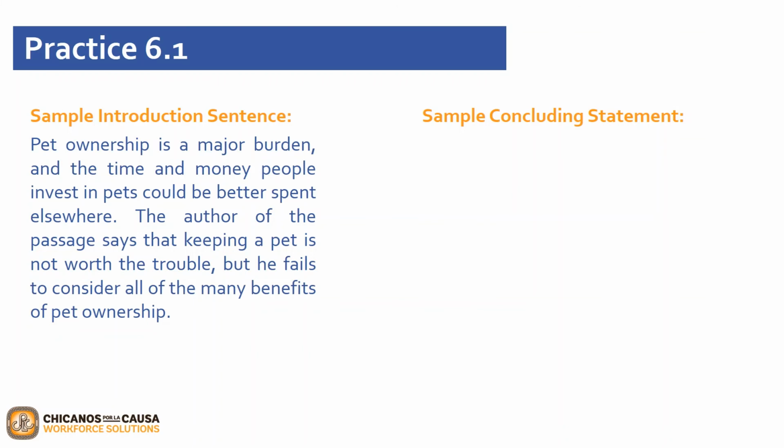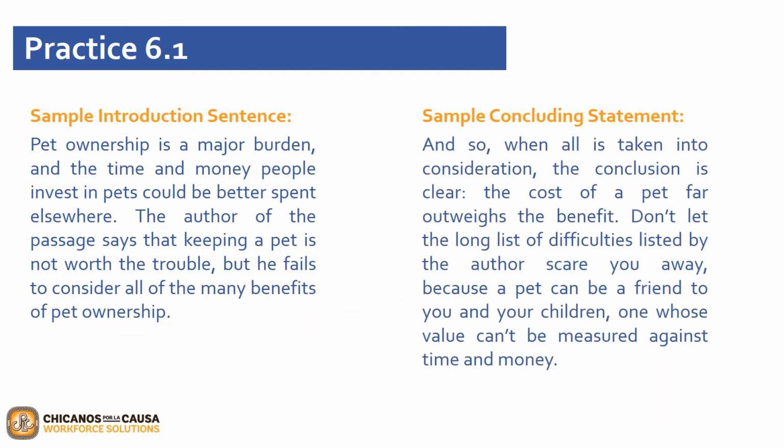Now let's look at a sample concluding statement. As it states, and so when all is taken into consideration, the conclusion is clear. The cost of a pet far outweighs the benefit. Don't let the long list of difficulties listed by the author scare you away, because a pet can be a friend to you and your children, one whose value can't be measured against time and money.